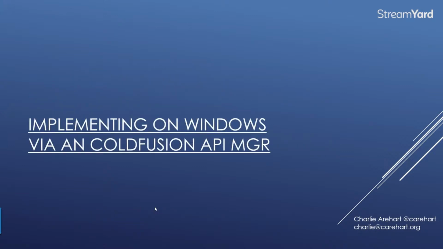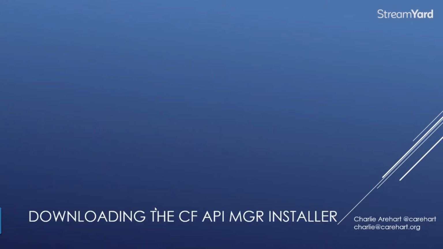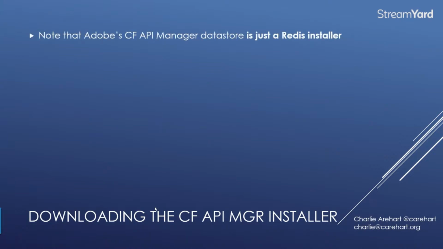Well, you can implement Redis on Windows using Adobe's ColdFusion API Manager. Wait, what? Yeah. So even some people that use ColdFusion will be like, what are you talking about? What's the API Manager? And some of you know it came out in CF 2016. In CF 2016, Adobe created a thing called the API Manager, and it has a couple of services. One service called the API Manager, and one's called the API Manager Data Store.